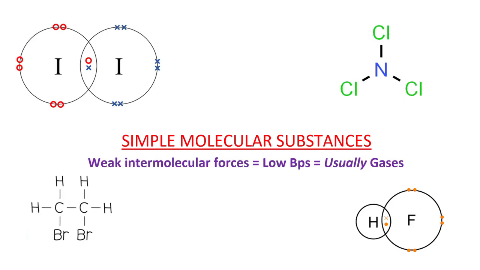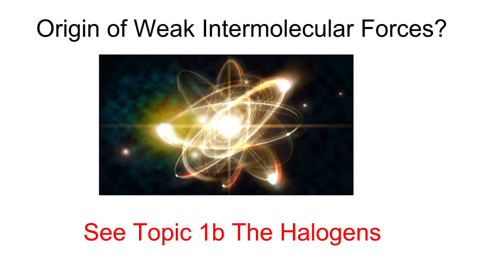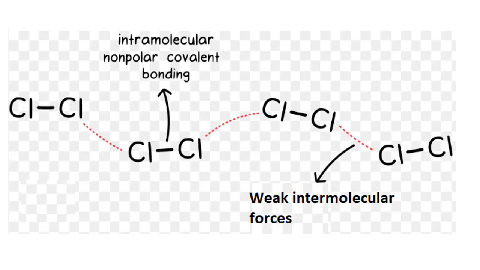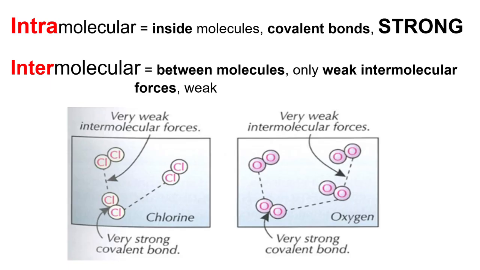And then finally, we're on to simple molecular substances. Now, I've already told you about the origin of the weak intermolecular forces, even though it's not on your course. You can just go back and see that. But basically, they don't have a structure. Gases don't have a structure because there's only weak intermolecular forces between the molecules. So intra means inside. Inside the molecules, there's strong covalent bonds. But between the molecules, there's only weak intermolecular forces.